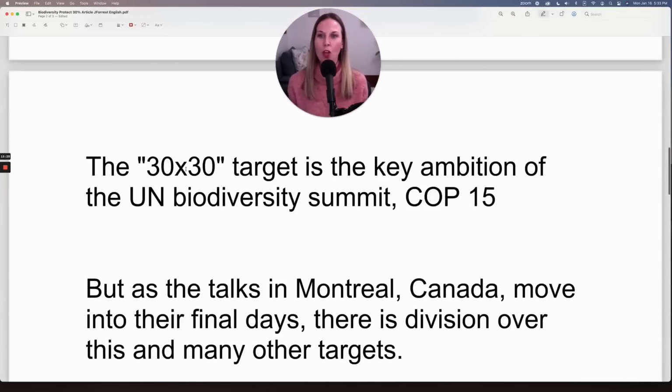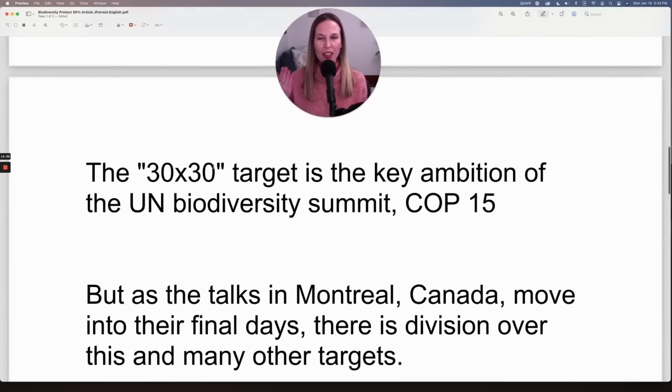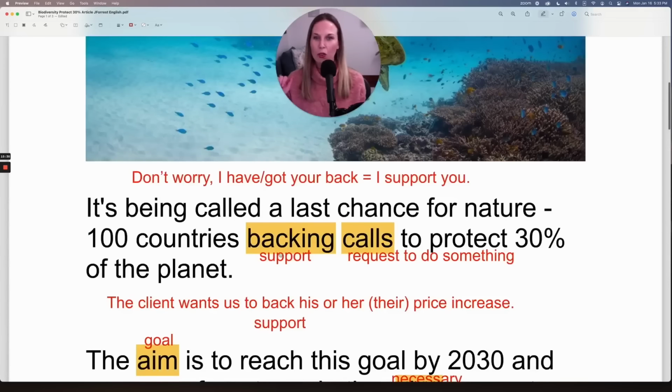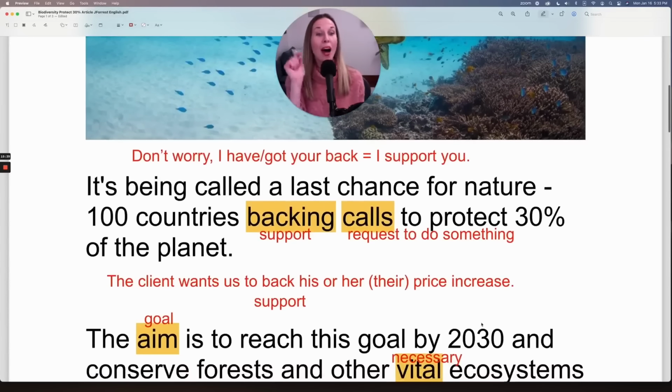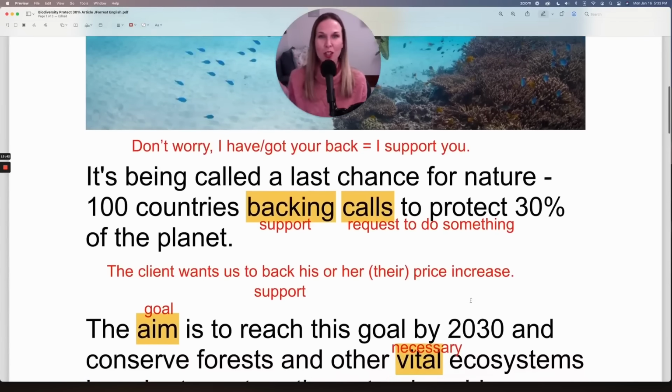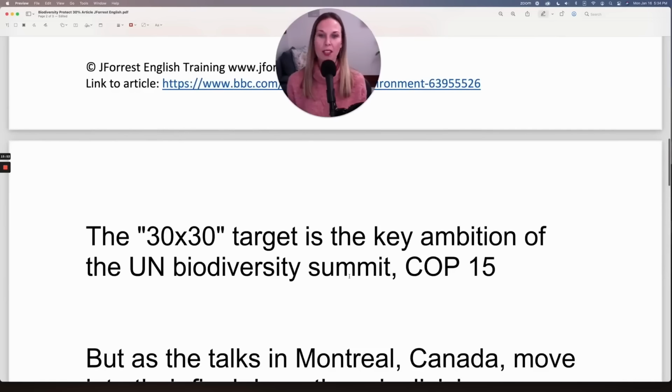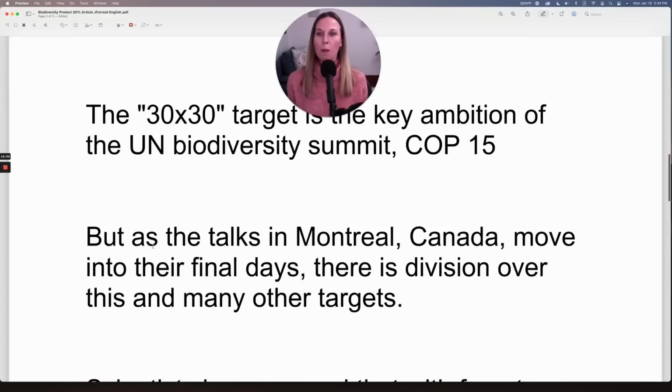Let's continue on. The 30 by 30 target. This 30 by 30, well, think back. It was right here, 30%, right? By 2030. So it's just a clever way of saying 30% by 2030. The 30 by 30 target is the key ambition of the UN Biodiversity Summit, COP15. You've probably heard about COP15. It's been in the news a lot recently. But as the talks in Montreal, Canada, woohoo, Montreal, I live 2 hours from Montreal, by the way.